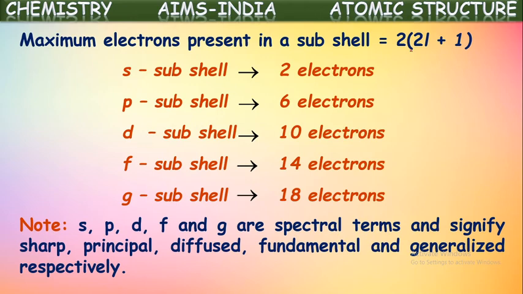The symbols s, p, d, f and g are actually taken from these terms: s represents sharp, p represents principal, then diffuse, fundamental and generalized. From these terms, these denotations are taken for the subshells.